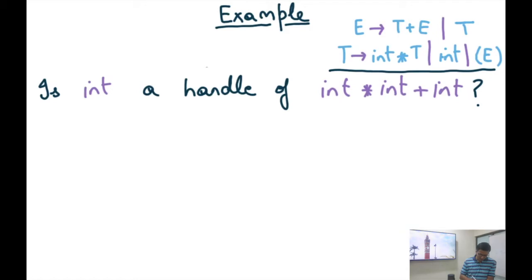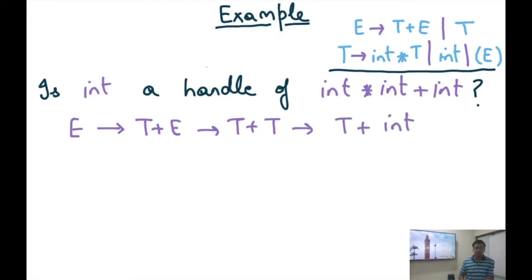Because it's an unambiguous grammar, there's going to be only a single derivation, but I want the rightmost derivation. So there's only a single rightmost derivation. So I say E produces T plus E, produces T plus T, produces T plus int. Notice that I am deliberately doing only a rightmost derivation. That's a property of the shift-reduce parser. So I can't just decide to derive the left T before the right T. That won't be a rightmost derivation. And then I produce int star T plus T.